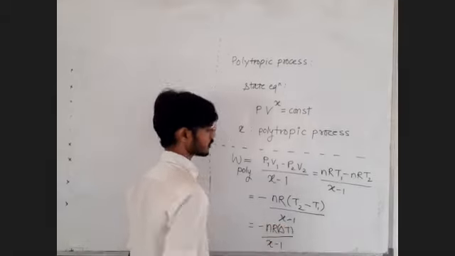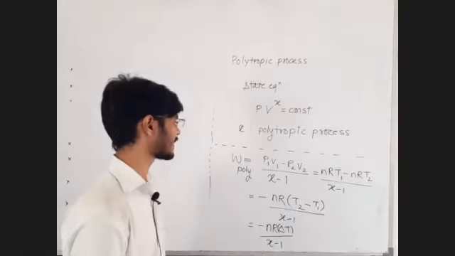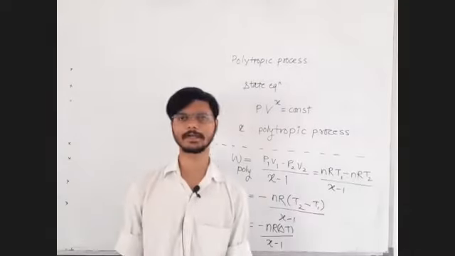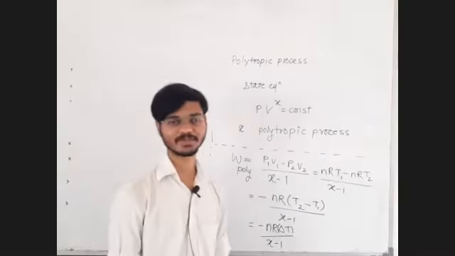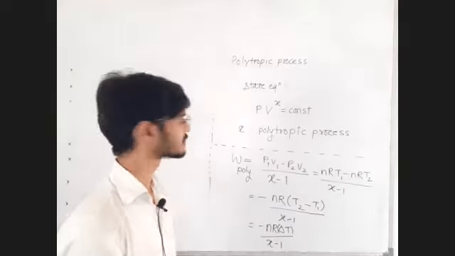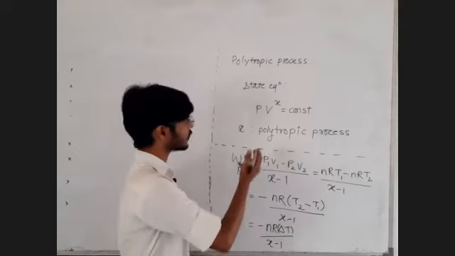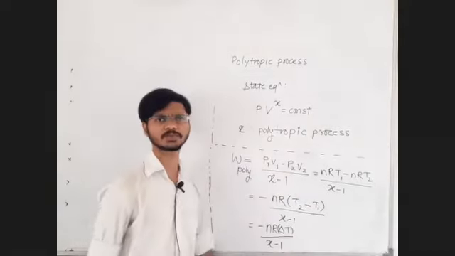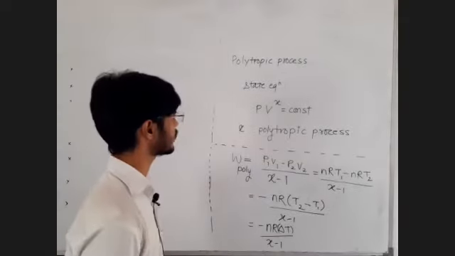So these are the possible ways to find out the work done in polytropic process just by replacing the gamma in adiabatic process. Is that clear? Reply to me in the chat box, everyone. Understood, kids? If you know adiabatic process, polytropic process is not a big deal for you. Very simple thing. Just replace gamma by x. That's it. Next step, you get the answer.